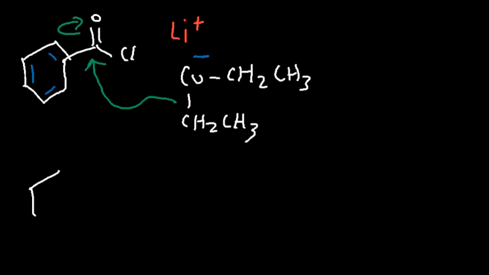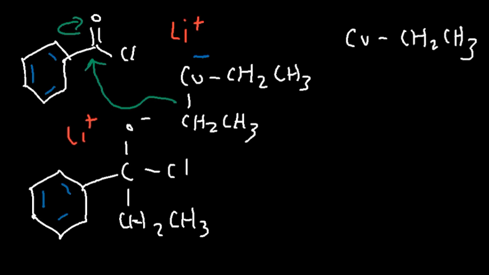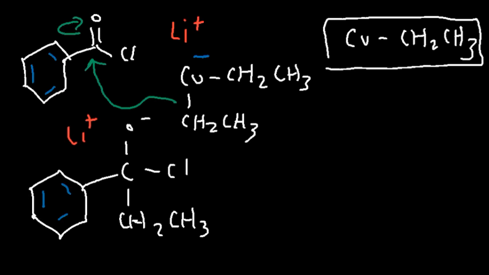And this part is going to be very similar to the first step of the mechanism of the Grignard reagent with the acid chloride. So we're going to get a tetrahedral intermediate, and we're just going to add only one R group. Right now the lithium ion is with the oxygen with the negative charge. The copper now has only one R group, and so it's not going to react anymore, so we're not going to worry about it. This oxygen is going to reform a double bond and expel the leaving group.